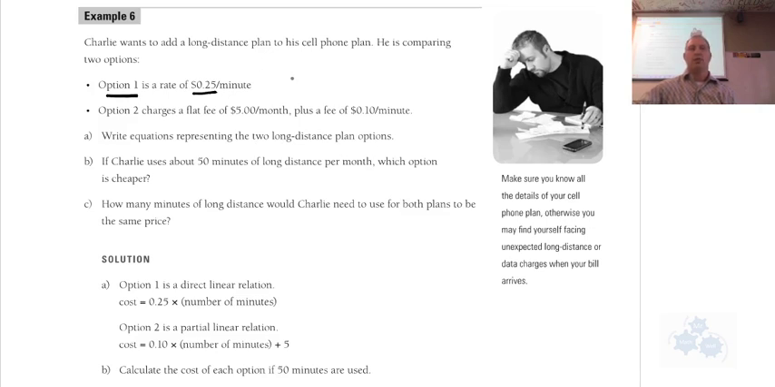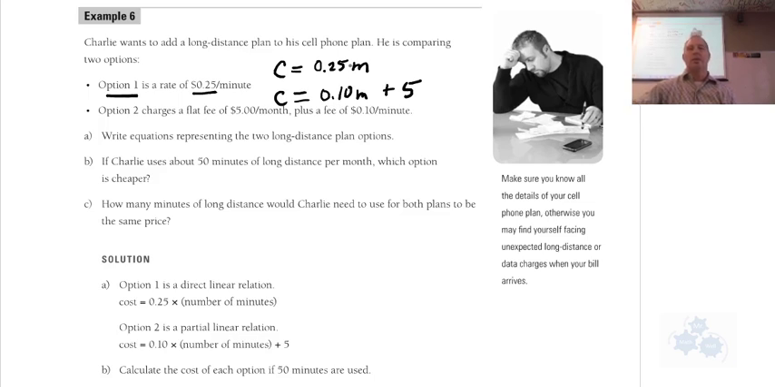Okay, so for option 1, there's no flat fee, so this is just cost, or y, equals $0.25 per minute. And I'm going to use cost and minutes here, C and M. All right? So that's your option 1. Option 2 goes like this. C, the cost, is 0.10 per minute, but plus $5 every month.